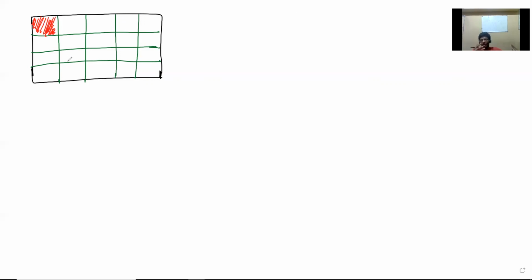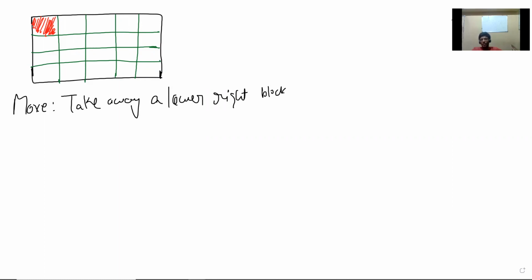Again, there are two players, A and B. They alternate the moves, A starts. What is the move that is important? At each move, A can take away a lower right block, not piece, because you can take a block. What do I mean? For example, in the first move, what A can do is he can say, I will take this lower right piece.